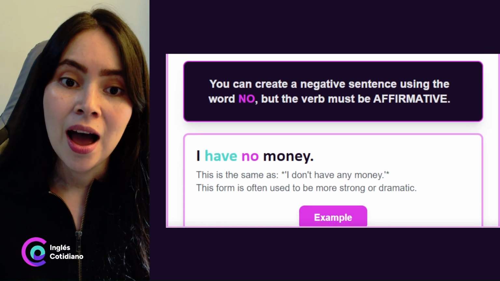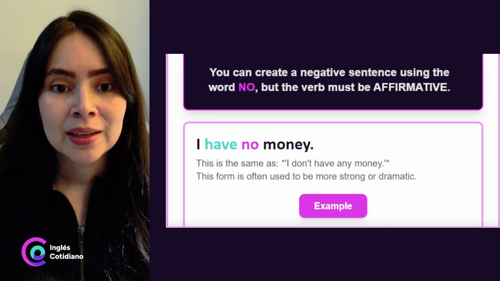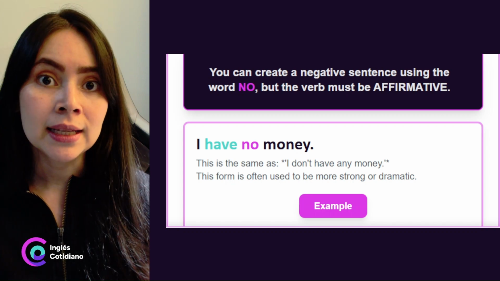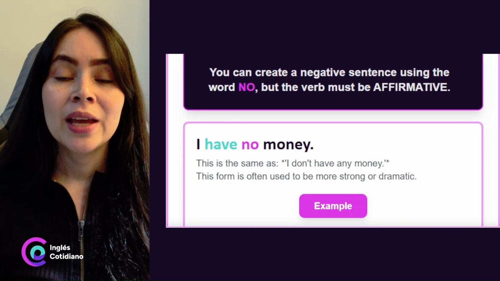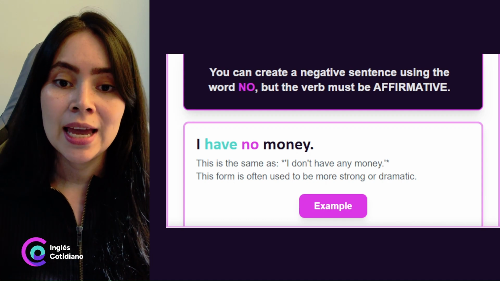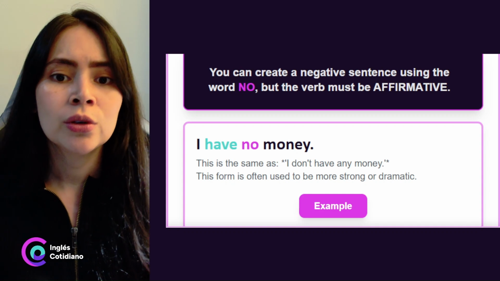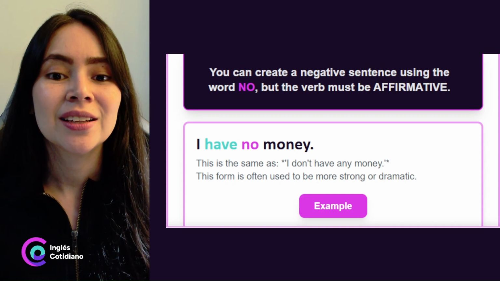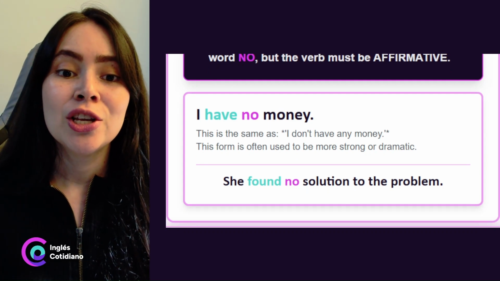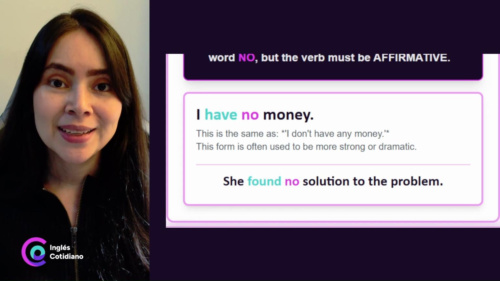For instance, I have no money. This is the same as I don't have any money. The two sentences express the same meaning, have the same message. This form is often used to be stronger and more dramatic. Let's see another example. She found no solution to the problem.